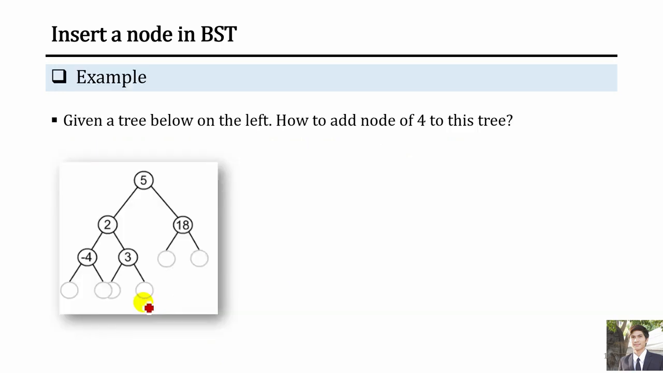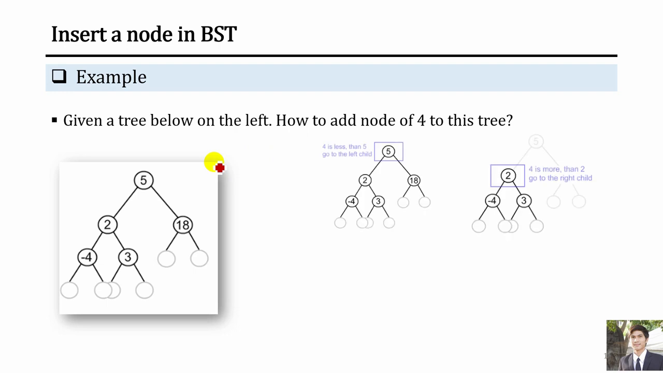So given the tree below on the left, how can we add a node with the number 4 to this tree? Through this we can check, right? 4 is less than 5, so it means that we should go to the left, right? Because we check starting from the root, the number we want to insert, 4, is less than 5, so we focus on the left here, right?